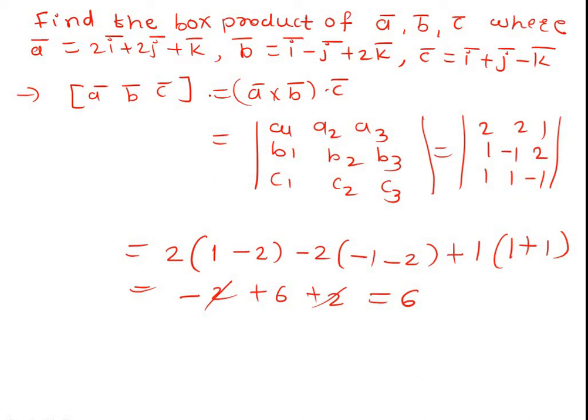And if we observe, the box product of vectors is always a scalar quantity. If we take the dot product of two vectors, it is also a scalar quantity. But if we take the cross product of two vectors, we get again a vector quantity.